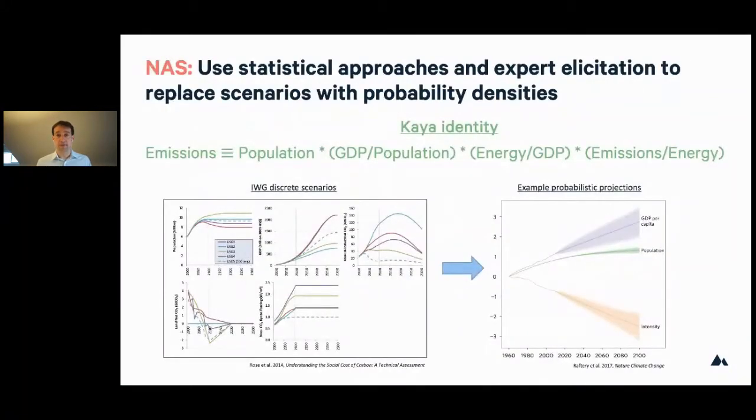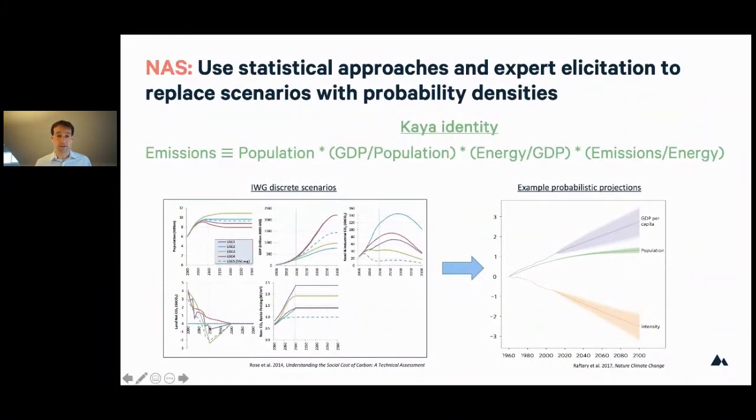So as the National Academy of Sciences wrestled with how to improve the socioeconomic projections for the SCC, they suggested that you should use statistical approaches and, when necessary, expert elicitation to replace the scenarios that were used by the federal government, the discrete scenarios, with probability densities based on a formulation of the Kaya identity, which sets down that emissions are defined as the product of population, GDP per capita, the energy intensity of the economy, as well as the emissions intensity of your energy.